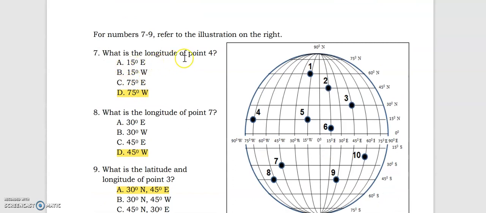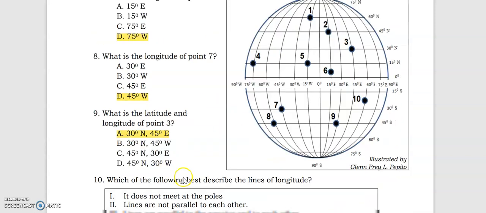What is the longitude of point 4? So point 4, the longitude, so when you say longitude, take a look at the vertical line. So it's 75 degrees west. What is the longitude of point 7? So point 7 is here, the vertical line is 45 degrees west.